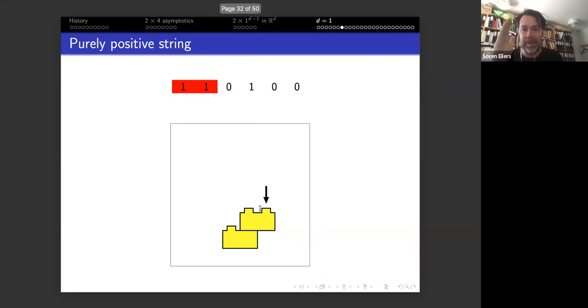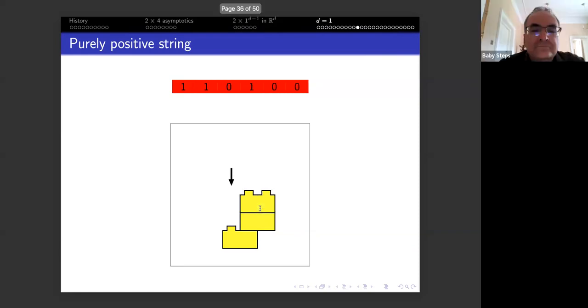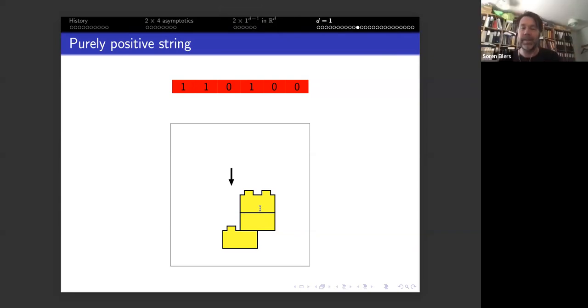I can do this again, right? I place a brick and I put the pointer to the right. Then whenever I get a 0, I put the pointer to the left. So I move like this, and I place something, I move, and then I'm done. So whenever you have a 0-1 sequence like this, you can build a pyramid using that as a recipe, but it has to be positive in an appropriate sense.